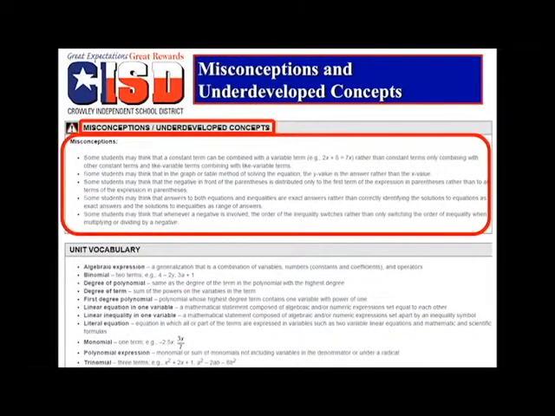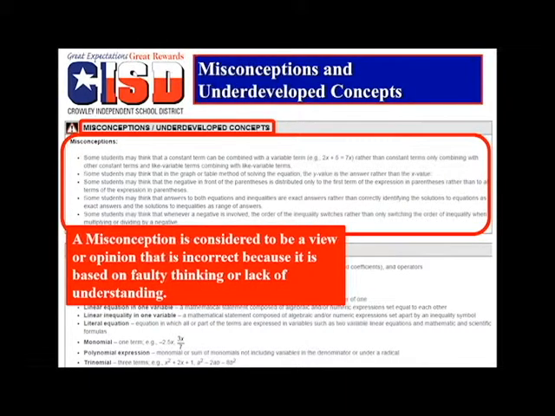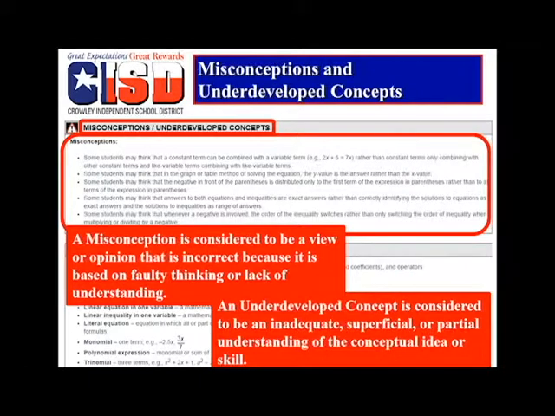The sixth section is Misconceptions or Underdeveloped Concepts. A misconception is considered to be a view or opinion that is incorrect because it is based on faulty thinking or lack of understanding. An underdeveloped concept is considered to be an inadequate, superficial, or partial understanding of a conceptual idea or skill.